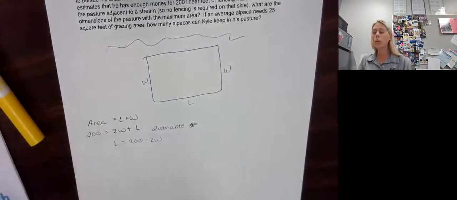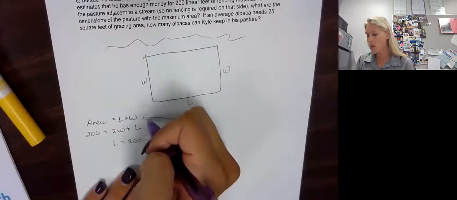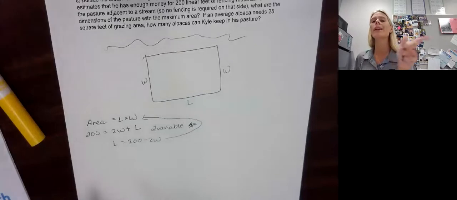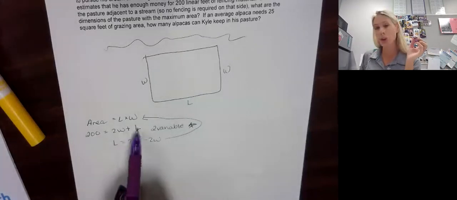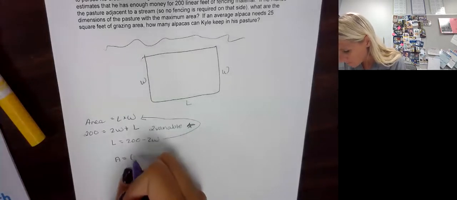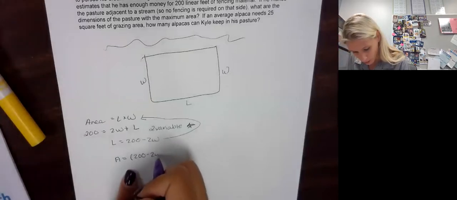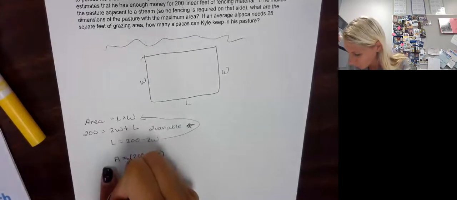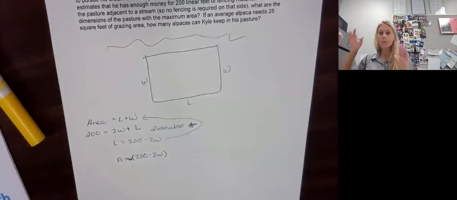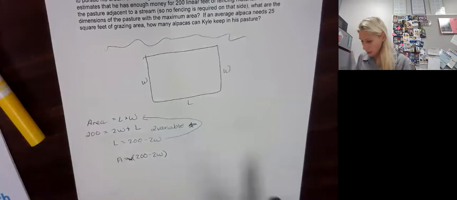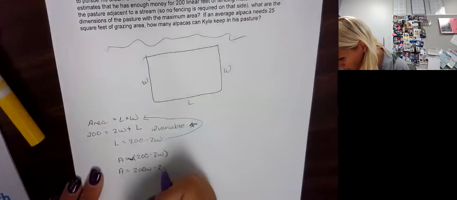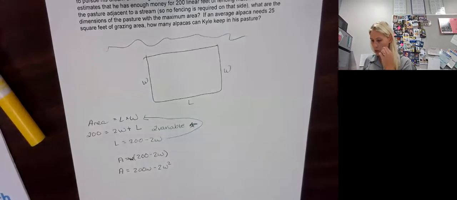Now, what do we do with that? Well, we substitute it back into the other equation. So the idea is pick one of the equations, rearrange it, and then substitute it in the other one. The one you rearrange only has two variables. So now when I say area equals, I'm actually going to put in this 200 minus 2W times W. I'm going to put it in front because that's where we usually see our multiplication. Okay. Next, we want to distribute. So area equals 200W minus 2W squared.